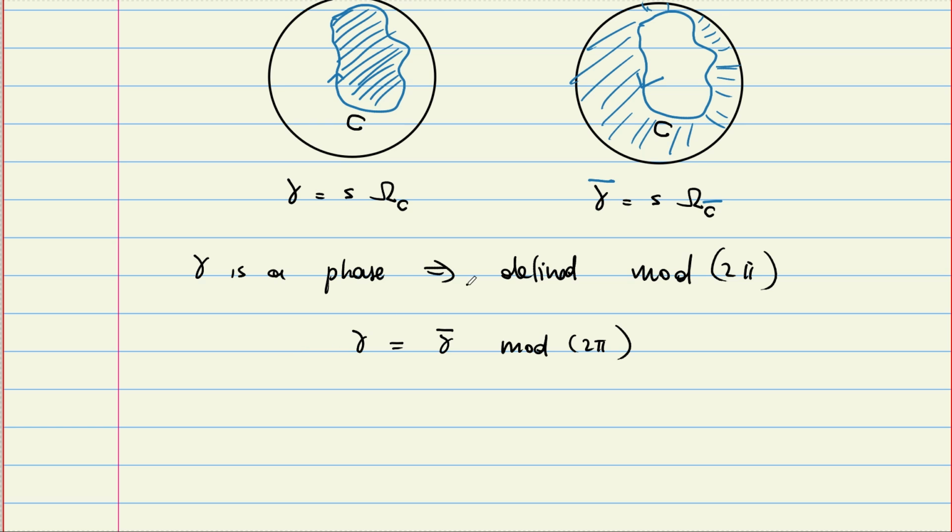But we know the solid angle taken by C plus the solid angle taken by C bar is equal to, what? Exactly 4 pi. Yes. And from here we know omega of C bar is equal to 4 pi minus omega of C.